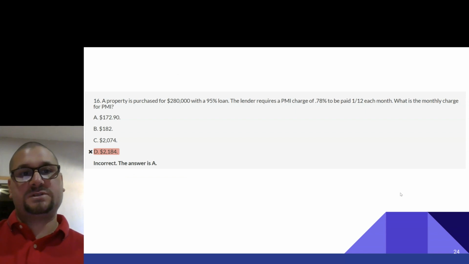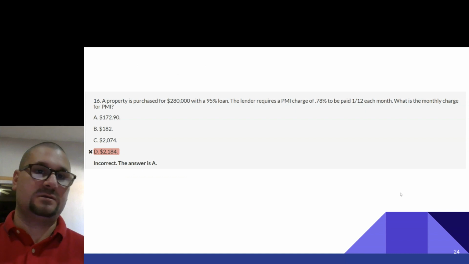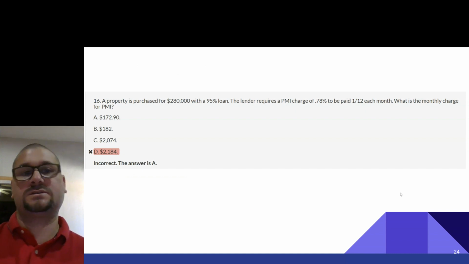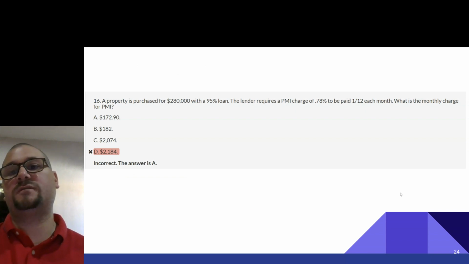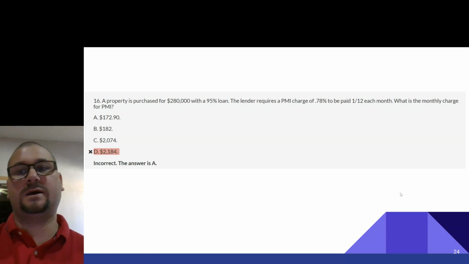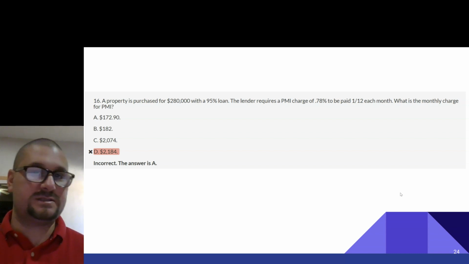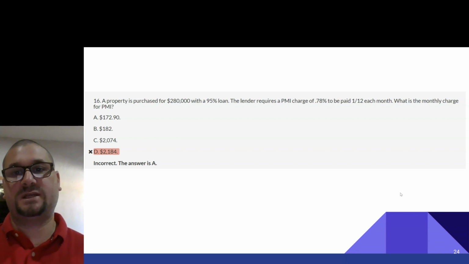All right, property is purchased for $280,000 with a 95% loan. So right away, you can multiply those two numbers to get the total loan. Lender requires a PMI charge of 0.78% to be paid 1/12 each month. What's the monthly charge for PMI? So take 280,000, multiply by 95%, that's the total loan, and you multiply by the 0.78%.